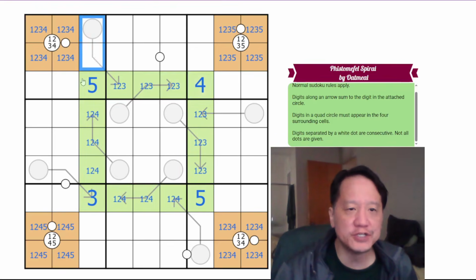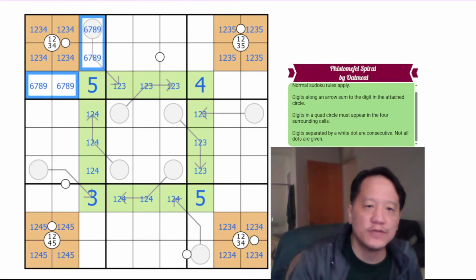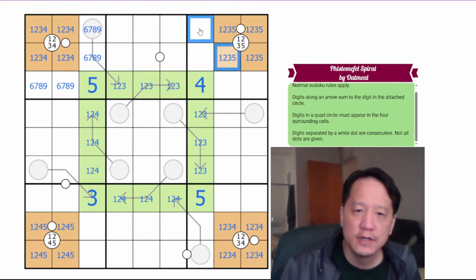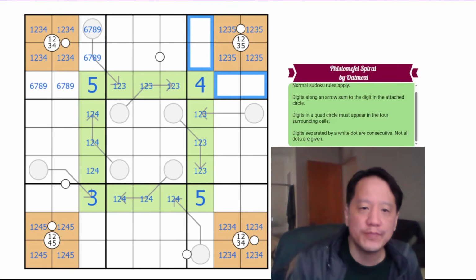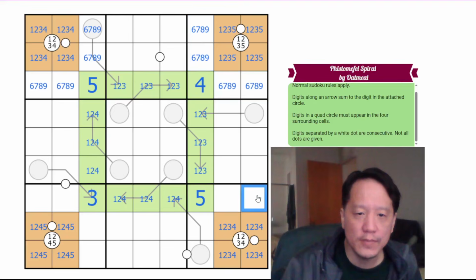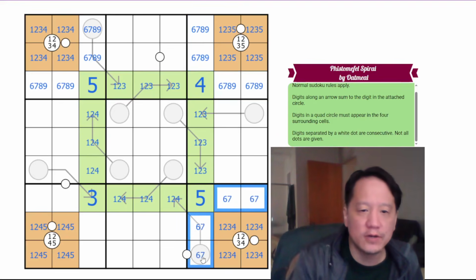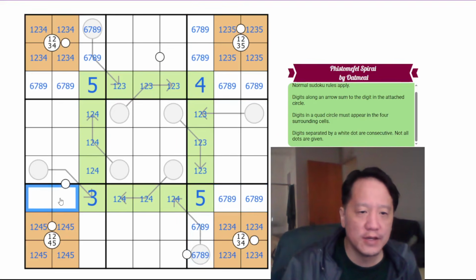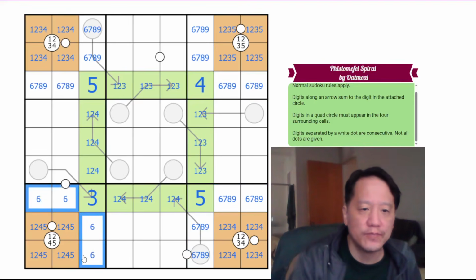So the remaining digits in the corner boxes must be 6 through 9, right? 6 through 9. This is 6 through 9. We have 6 through 9 here. And this is 6 through 9 here.